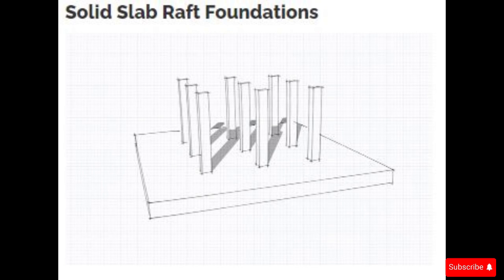It is used for very light structures, like residential buildings, where the load is relatively small and the soil bearing capacity is low but uniform, that means it is uniform throughout the land you're building on.